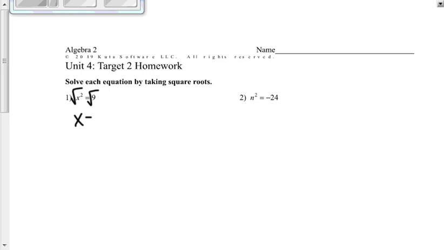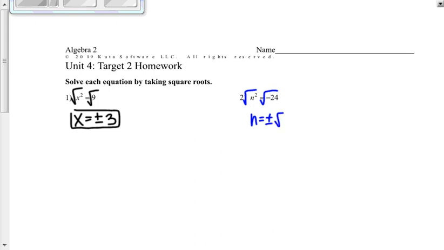So I have x equals, remember we have plus and minus, and then 9 is a perfect square, so the square root of 9 is 3. Not a lot to do there. Number 2 is pretty similar, so to get rid of the squared, I square root both sides. So I have n equals plus or minus.